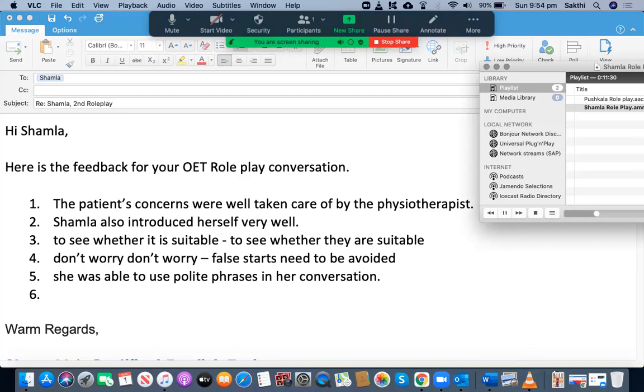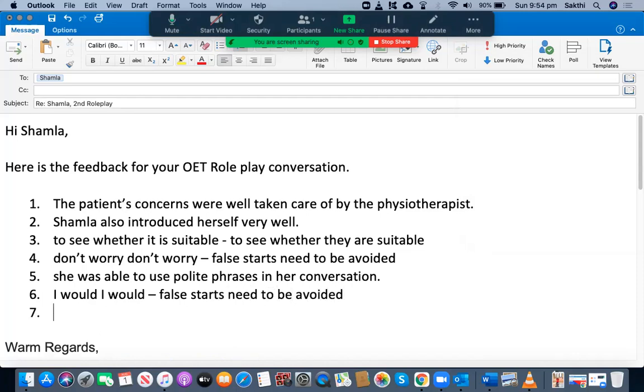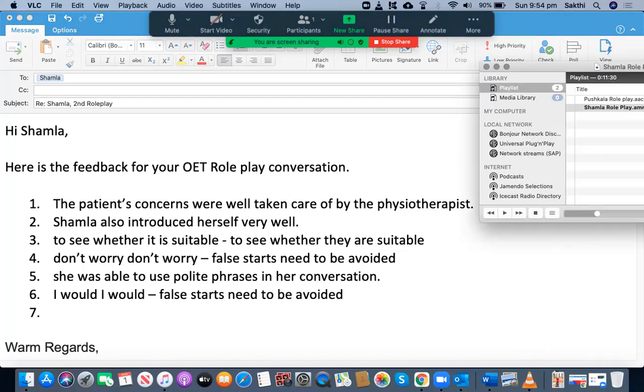I would suggest some measures. Again, she said, "I would." It's better to say these things once only. So false starts need to be avoided. Anyway, do you want me to say about some?